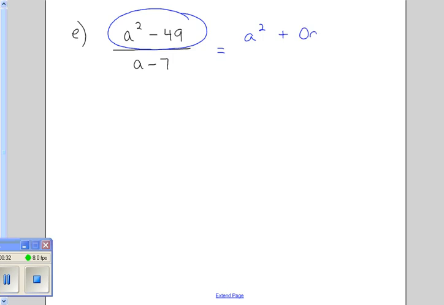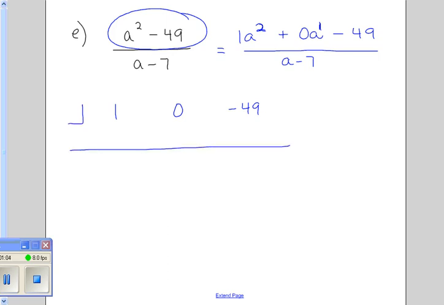So I have to put in a 0, a, and then the negative 49. You want to be able to see your exponents count down. So that means if I have a squared, I must have a place for a to the first and then the constant. So when I list my coefficients, I would list 1 as the coefficient of a squared, 0 as the coefficient of a, and negative 49 being the constant.